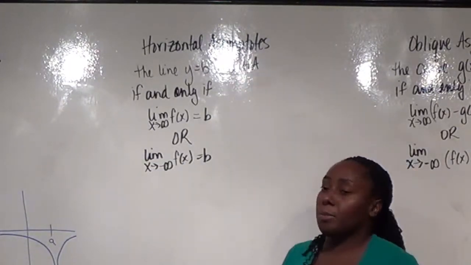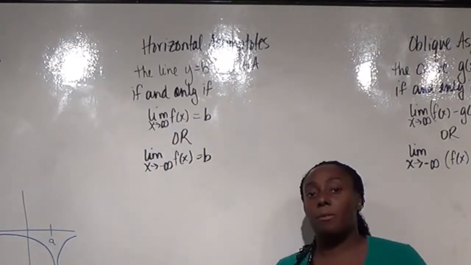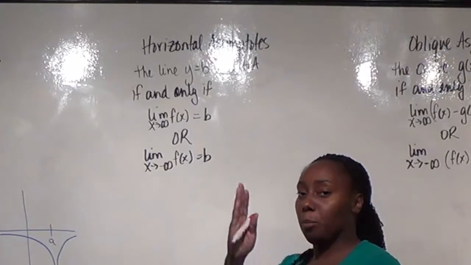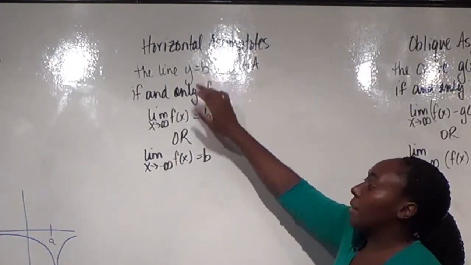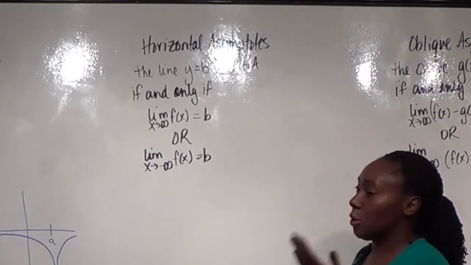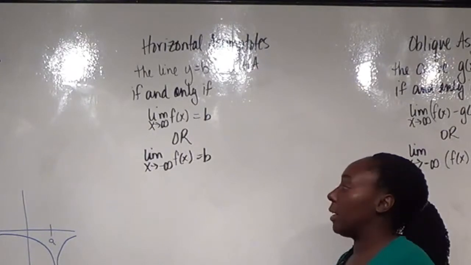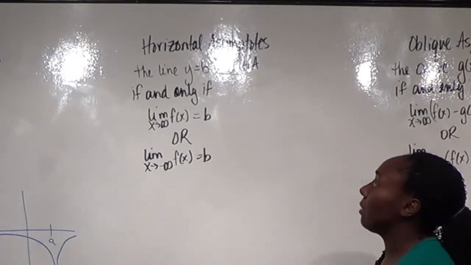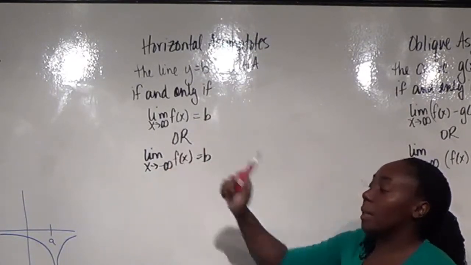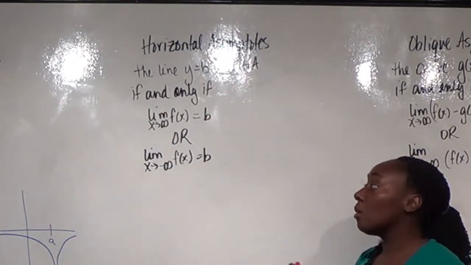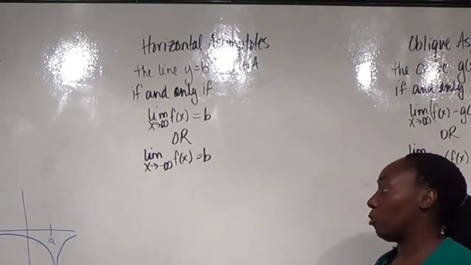For horizontal asymptotes, again, these are ones we kind of looked at in pre-calc. Dealing with the function y equals 1 over x, we had both a vertical and a horizontal asymptote. Here, y equals b, so again, notice the difference between x equals a and y equals b. x equals a is a vertical line, y equals b is a horizontal line. So this is a horizontal asymptote if and only if the limit as x goes to positive infinity or the limit as x goes to negative infinity goes to that value b.